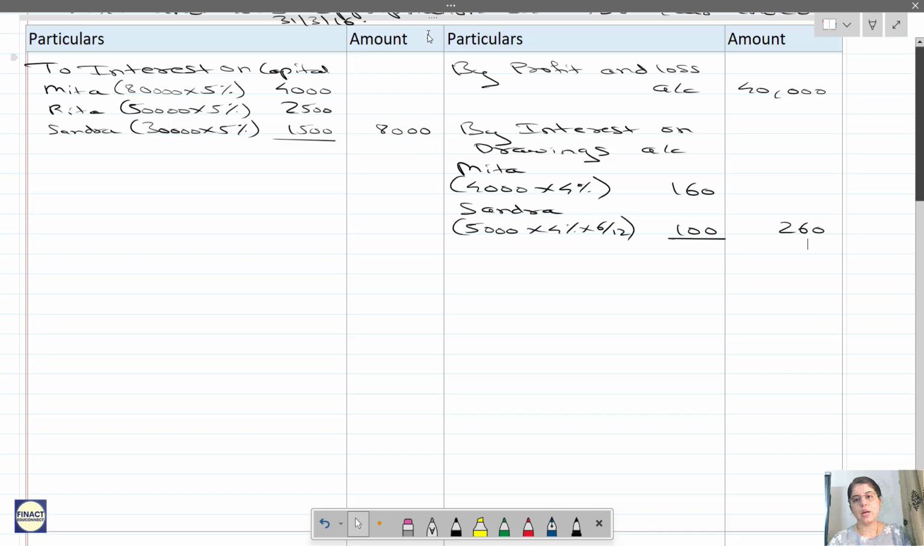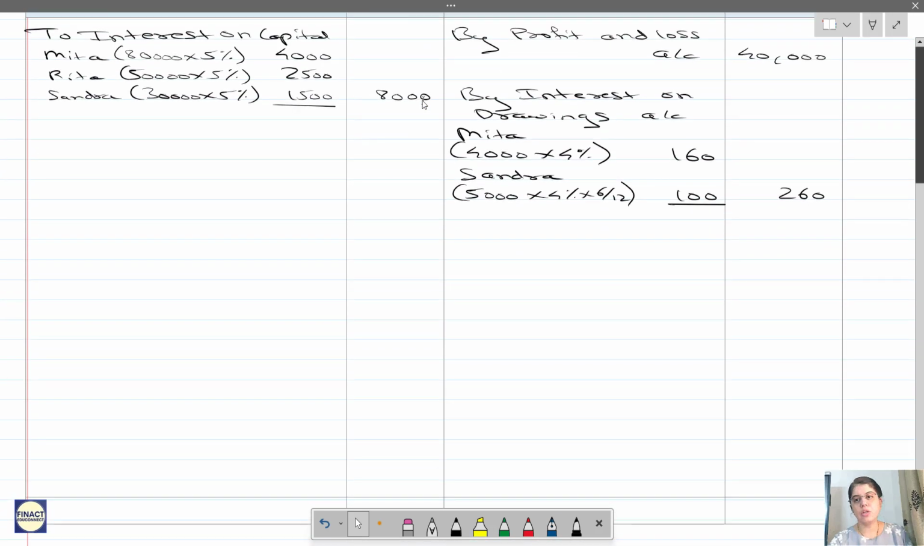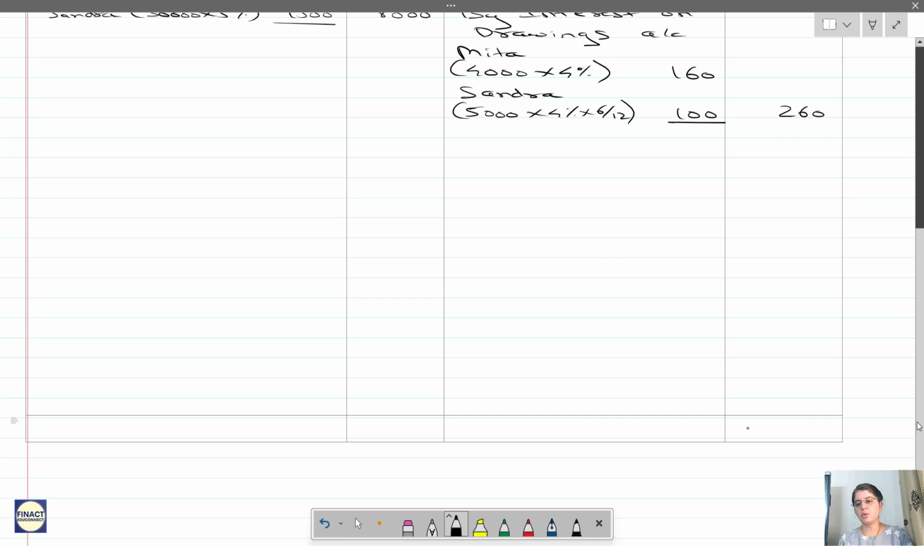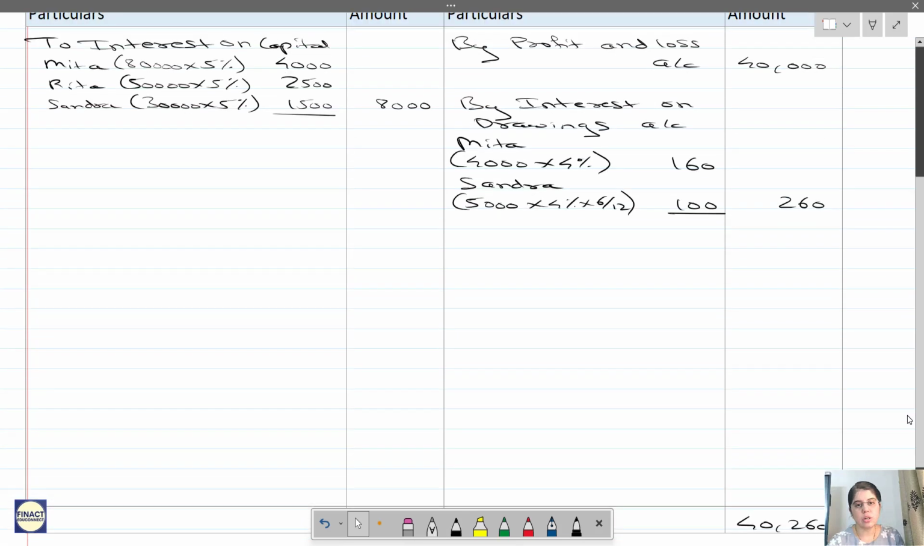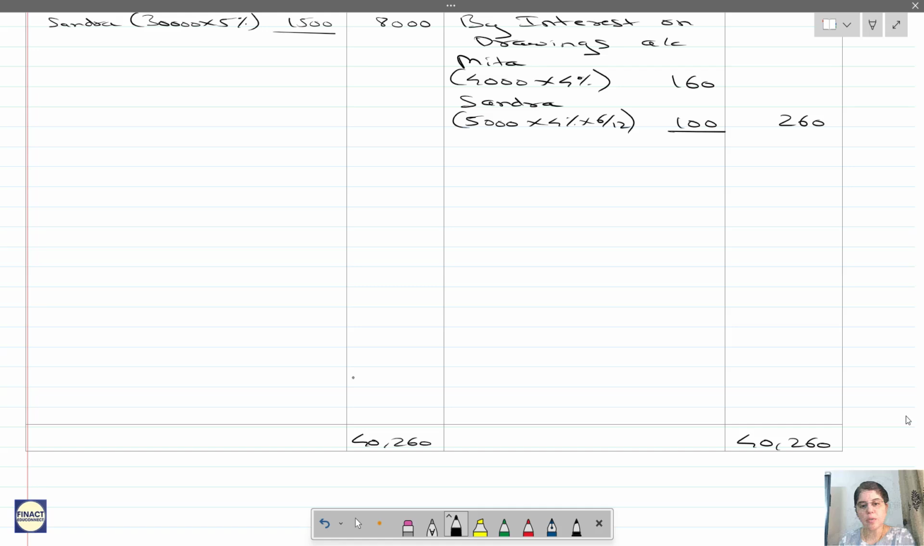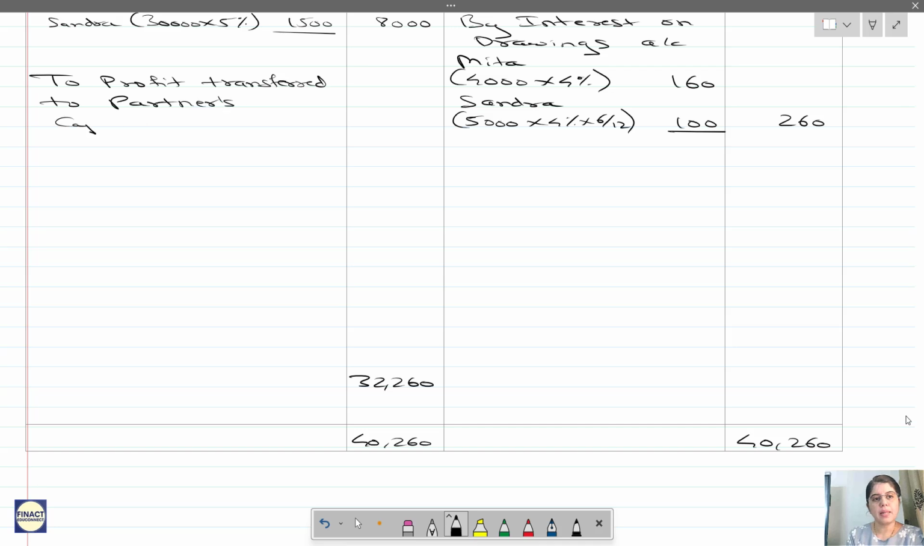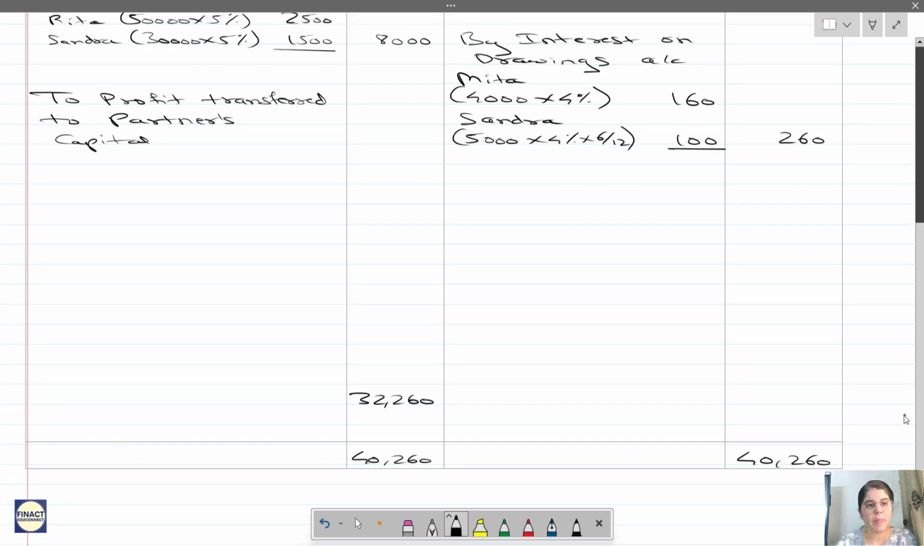Now is there anything else? No. So now let us close. This comes to 40,260. 40,260 minus 8,000, so 32,260 is the profit. So now, profit transferred to partners' capital.